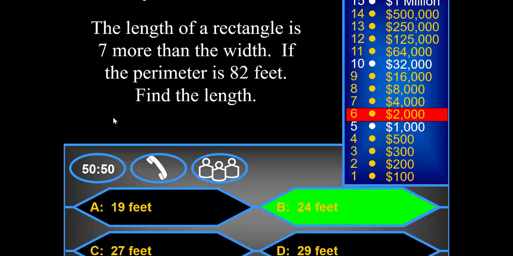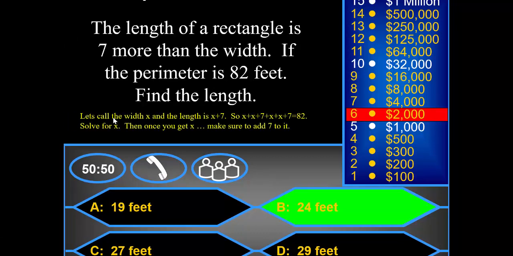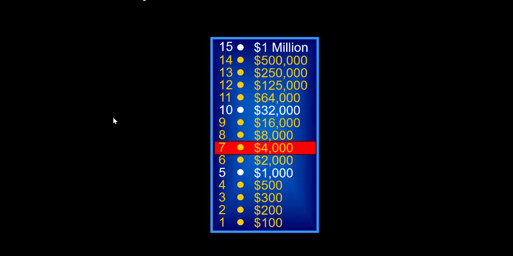Let's move on to question number 7, the $4,000 question. Woo. $4,000, that's like a used car. Let's do it.